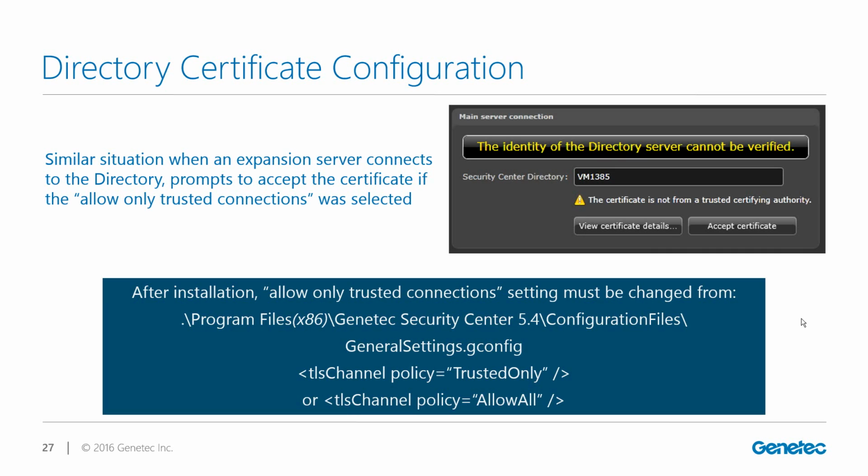Now of course this is something that happens, that allow only trusted connections button, during installation. So what happens later on? If you do need to change this, you can actually go into the general settings.gconfig file, and the parameter to change is TLS channel policy. So we can change that to trusted only, which means it's going to prompt for the information for the clients and the expansion servers, or we can set it to allow all, which is the one where it just sends the certificate over and it's trusted by default.